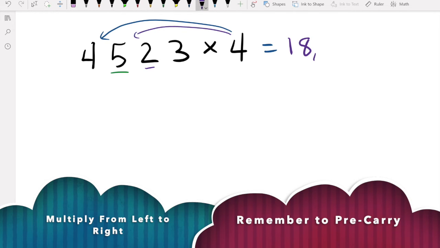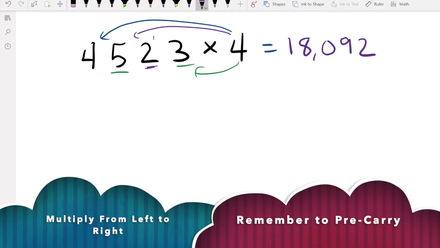Sorry, 18,000. And then while there's no pre-carry here, there is a pre-carry here because 4 times 3 is 12. So I'm going to carry that 1 as I read the problem. So it's 18,092. And again, it's actually harder for me to do this writing it than in my head because I'm used to doing this in my head.